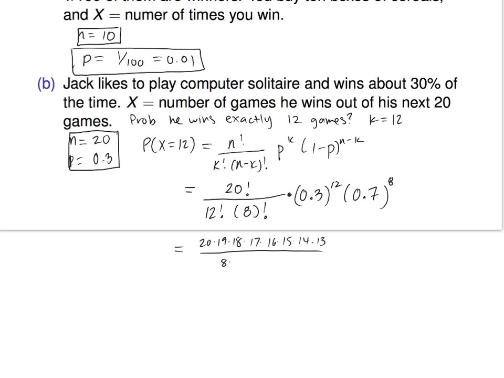Why are you only going down to 13? Because 12 factorial goes from 12 on down. So you're going to cancel all the remaining stuff with this guy, right? And then 8 factorial would go 8, 7, 6, 5, 4, 3, 2, 1. And then you can just punch the rest in the calculator. Okay, you do that, you should get 0.00386.